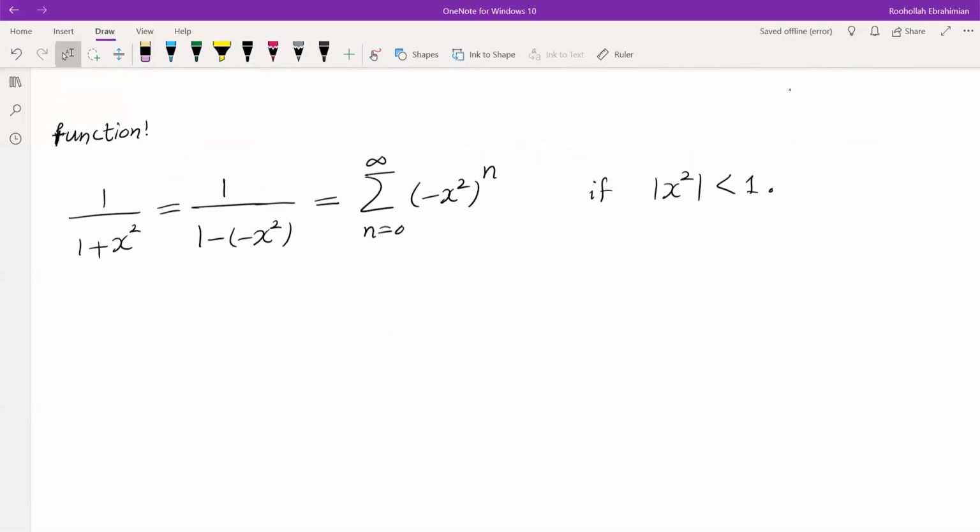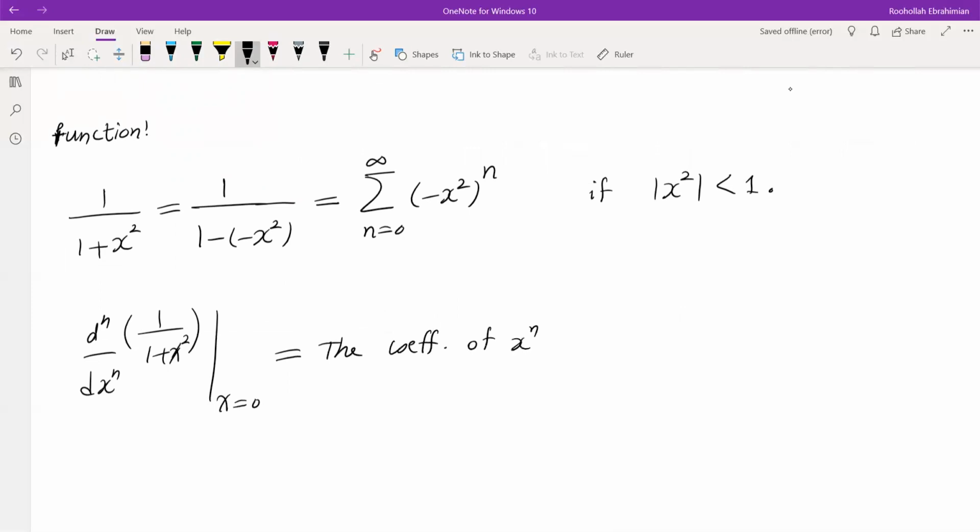Okay, so that's very nice because I can now say that the nth derivative of 1 over 1 plus x squared at x equals 0 is equal to the coefficient of x to the power of n in the sum negative 1 to the n x to the power of 2n.